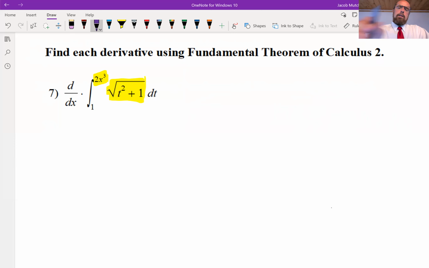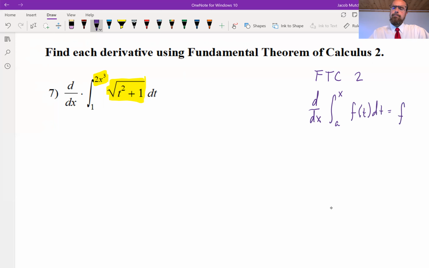Now, let's keep in view still our fundamental theorem of calculus 2. It states that the derivative with respect to x of the integral from a to x of f of t dt is going to be f of x.